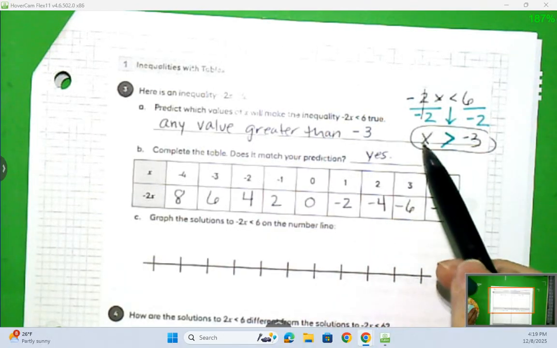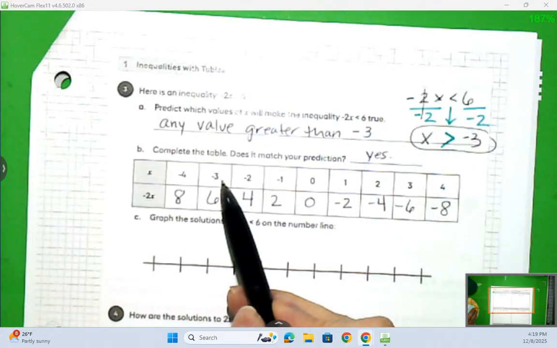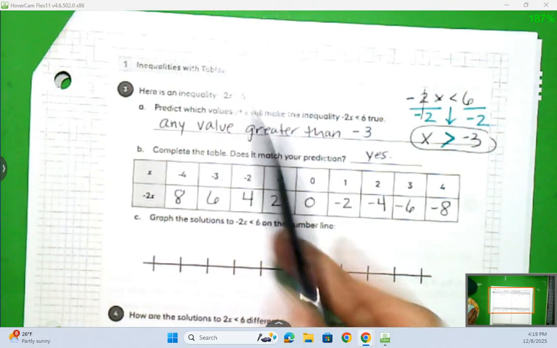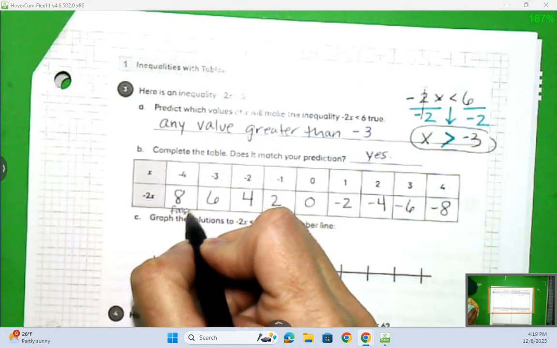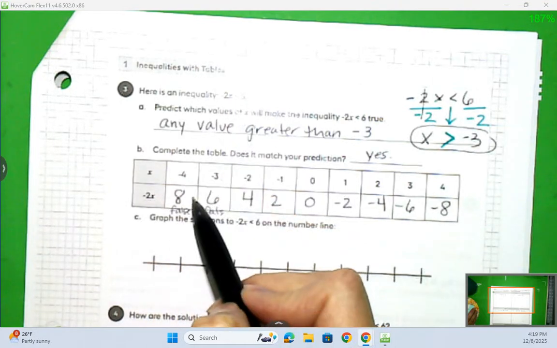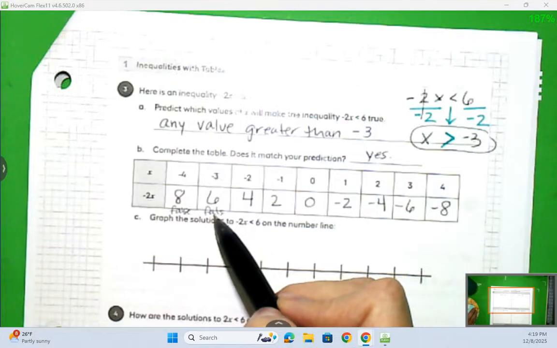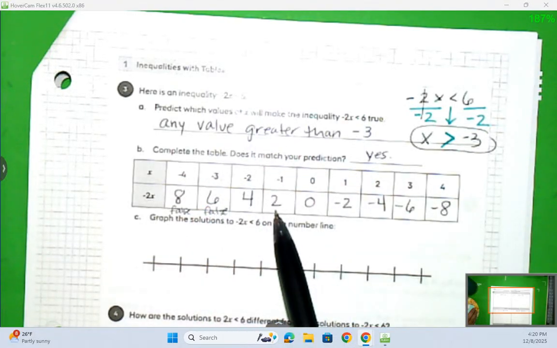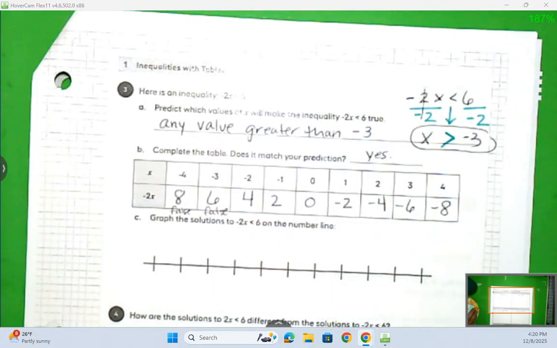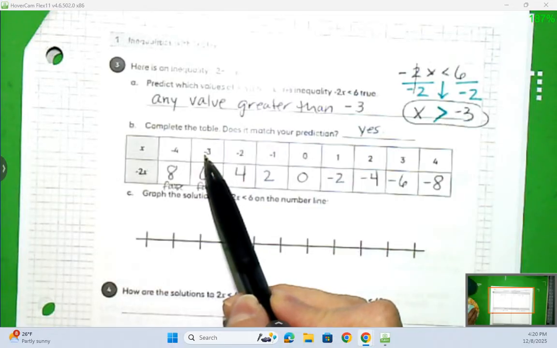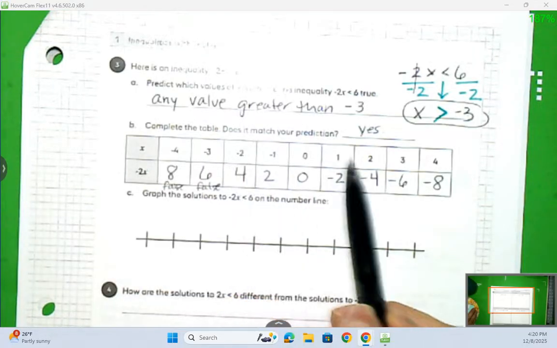So we're saying that x has to be greater than -3. Yeah, because it can't be -3, right? If you have -3 here, 6 is not less than 6. So these two are false statements because you can't have 8 is less than 6. That's not true. And 6 is not less than 6. It actually equals it. And since there's no equal sign on it, that's not true. But 4 is less than 6. 2 is less than 6. So anything else is going to be true. So the value of x has to be greater than -3 to work.